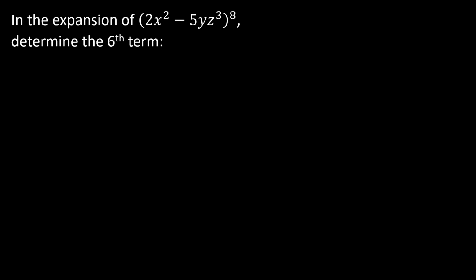And now, this is our given board problem. In the expansion of (2x squared minus 5yz raised to the third power) raised to the eighth power, we need to determine the sixth term. Now, how do we solve for the sixth term in this given expansion of binomial?